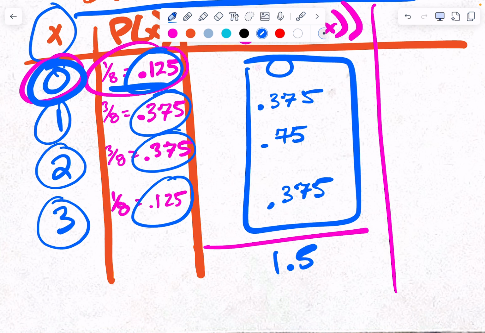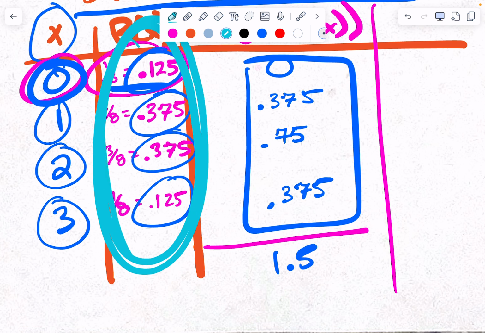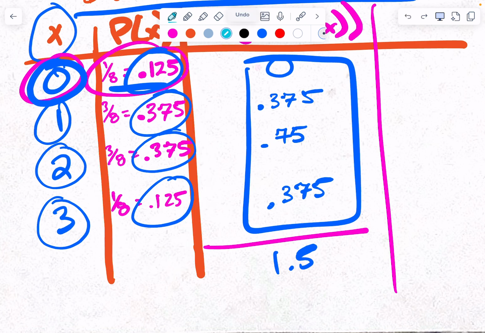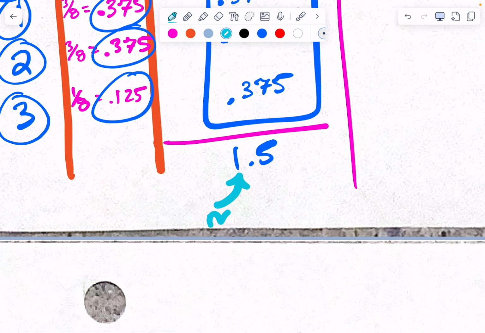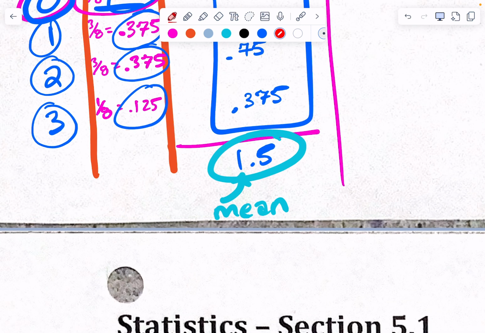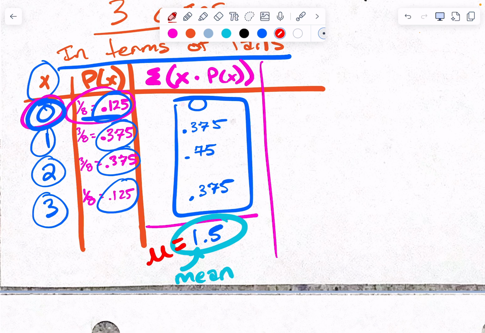What should all of these add up to be, by the way? 1. If it doesn't, then this is not a probability table and it's not legit. We can't even do this. Now, that is the mean. We just found the mean. That's how you find the average. They label that as mu. Mu is 1.5. Mu is the average number, and we do that by taking x times p of x and adding them all together.